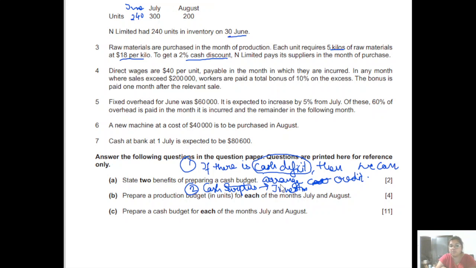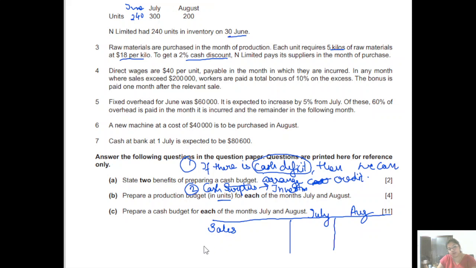Okay, now in part B, they ask you to prepare a production budget, but they want the answer in units for the month of July and for the month of August. And how to prepare a production budget? It's a simple thing. This is a production budget for the month of July and for the month of August. So how are you going to prepare the production budget?